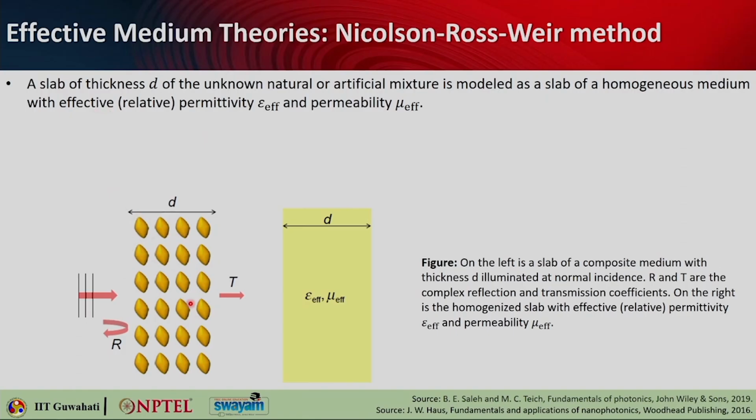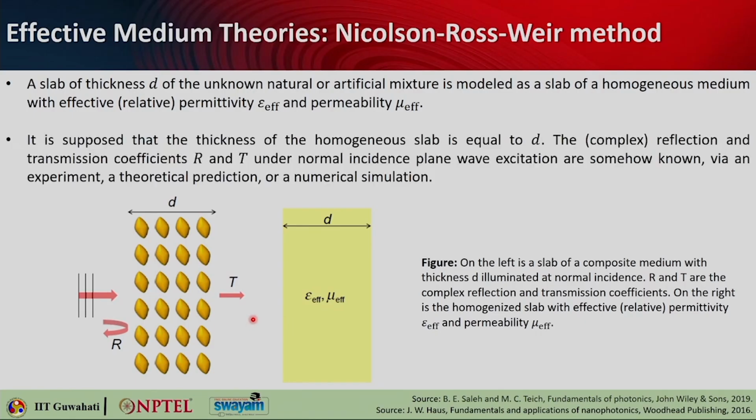In this case, a slab of thickness d of unknown natural or artificial mixture can be modeled as a slab of homogeneous medium with effective relative permittivity epsilon effective and mu effective, that is the effective permeability. So, in this case you are measuring the reflectance and the transmittance, and then you try to find out what effective permittivity and permeability give that kind of transmission and reflection coefficient. Okay. So, it is supposed that the thickness of the homogeneous slab is equal to d.